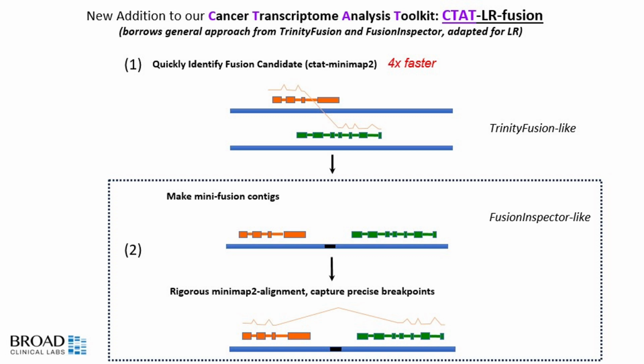And once we have that list of candidates, then we use the FusionInspector-like approach for characterizing them. We model the fusion contigs, we align those reads identified as candidates to these contigs, and we identify the fusion transcript breakpoints and expression data and provide the downstream visualizations.